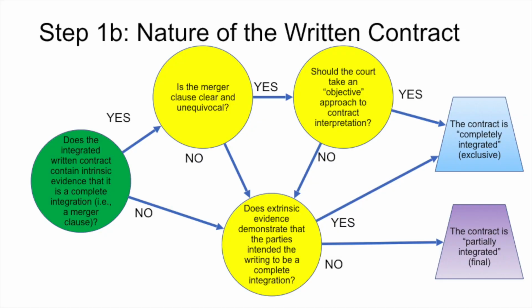First thing to look at is a merger clause. Now, as Alec pointed out, a merger clause is not essential. It's extremely helpful and excellent evidence, and the absence of a merger clause is very good evidence that it's not intended to be an integration. But as I put up here on the chart, even if we don't have a merger clause, we can still look at extrinsic evidence if the contract is ambiguous or if the court likes to take a subjective approach.